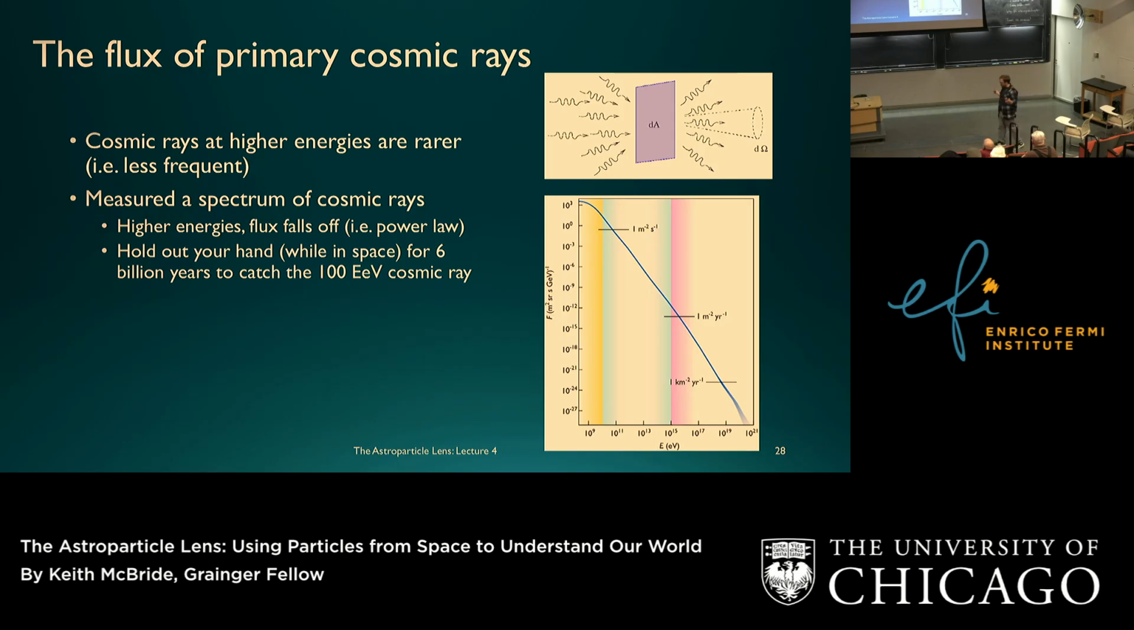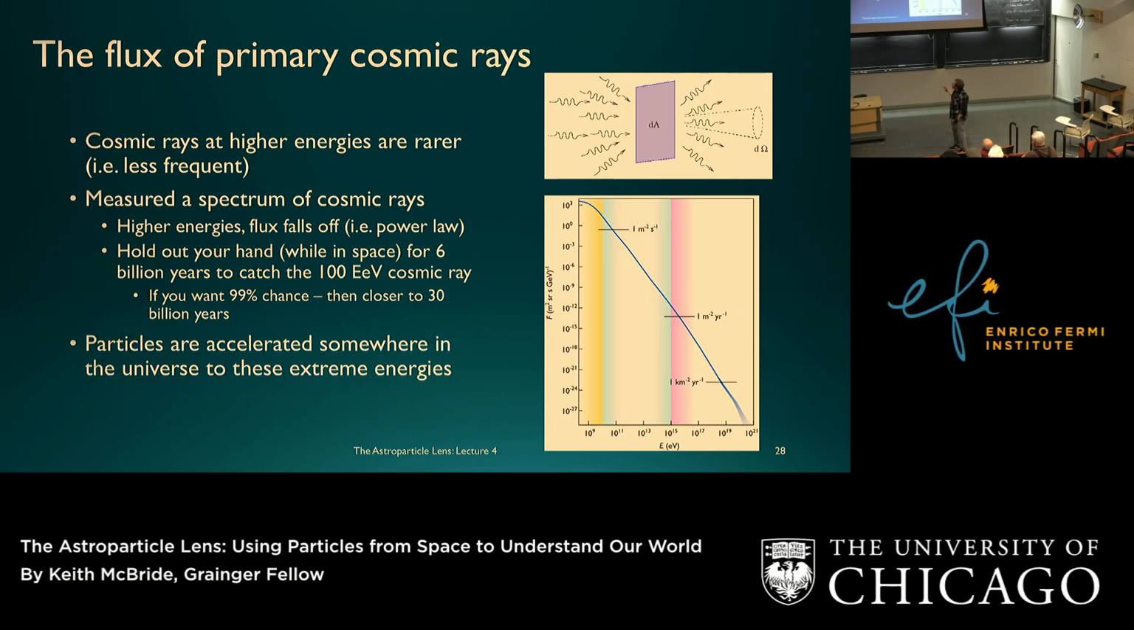So if you want to think about it this way, if you want to say, okay, put me in space because these high energy particles don't make it to the surface of the Earth, and I just hold out my hand, how long would you have to wait before you caught one of these particles? 6 billion years. But if you want to be 99% confident, 30 billion years. So if I was to go in space for 6 billion years, I wouldn't be just doing that. Anyway, particles are accelerated somewhere in the universe to these extreme energies. And I'll revisit that in the last lecture of the series, right? These extreme energies, these ultra-high energy cosmic rays, and even some neutrinos.